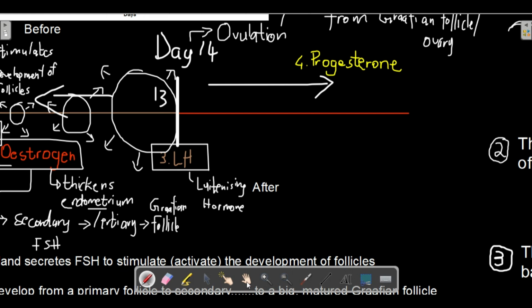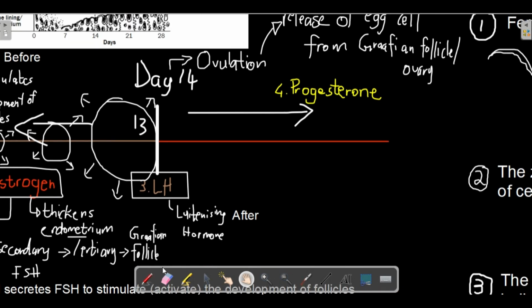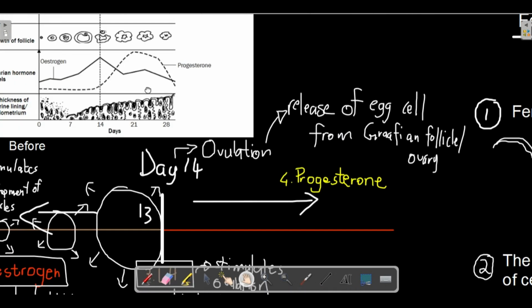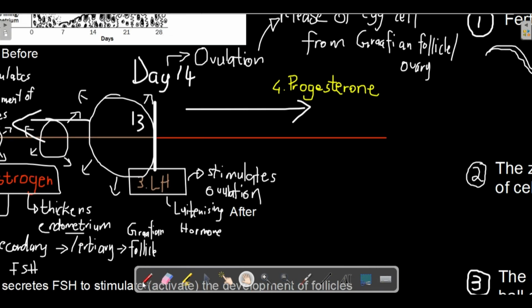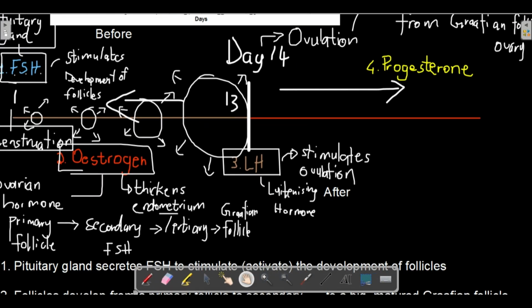So LH, which is the luteinizing hormone, I'm not sure if my spelling is correct there. So this third hormone again stimulates ovulation. That is its function. It promotes ovulation to occur. That's why you will find out that it's going to be highest during day 14. Okay, and it's also produced by the pituitary gland.